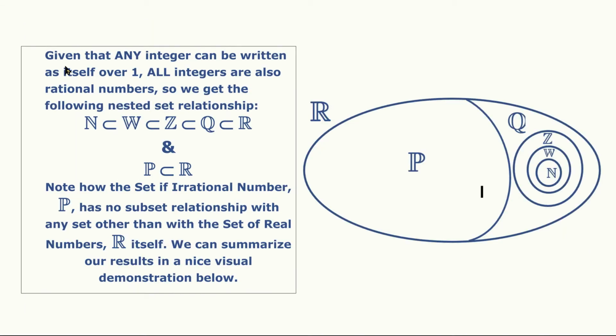Now, we hinted at this earlier, but given that any integer can be written as itself over 1, all integers are also rational numbers. So we get this nested set relationship. We say the set of natural numbers is a proper subset of the set of whole numbers. We know that the set of whole numbers is itself a proper subset of the set of integers. That is in turn, as we have seen with this explanation, a proper subset of the set of rational numbers, which is of course itself a proper subset of the set of real numbers.